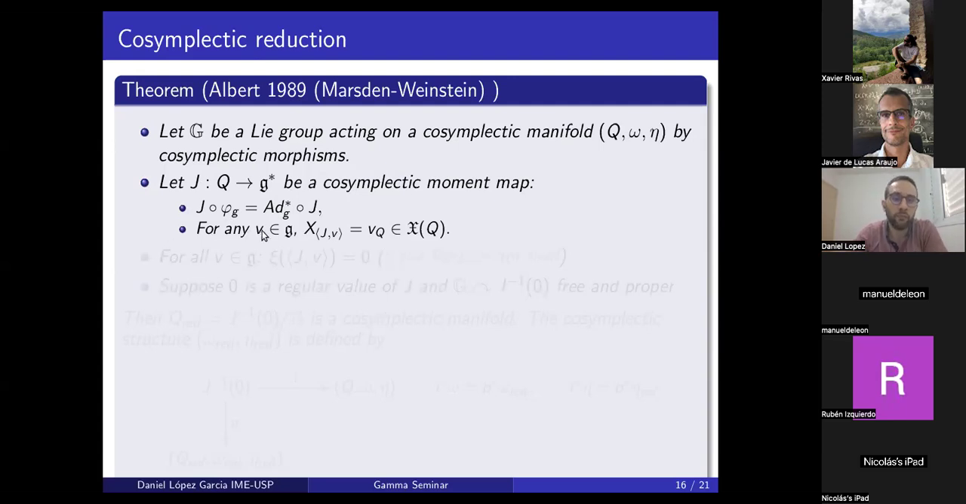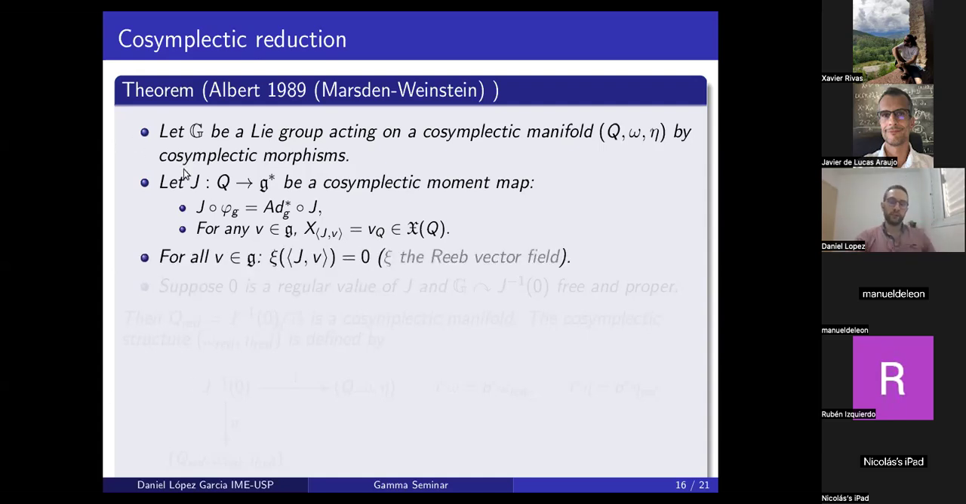For any vector in the Lie algebra, because you have this map, you can pair it with an element of the Lie algebra and produce a smooth function. So you can consider the Hamiltonian vector field. And the equation says, okay, this is equal to the fundamental vector field associated with this V. This is what a cosymplectic moment map is. It's very similar to the case of the symplectic moment map.